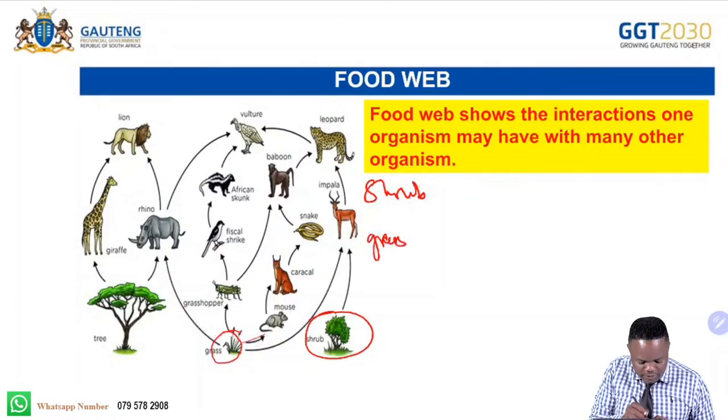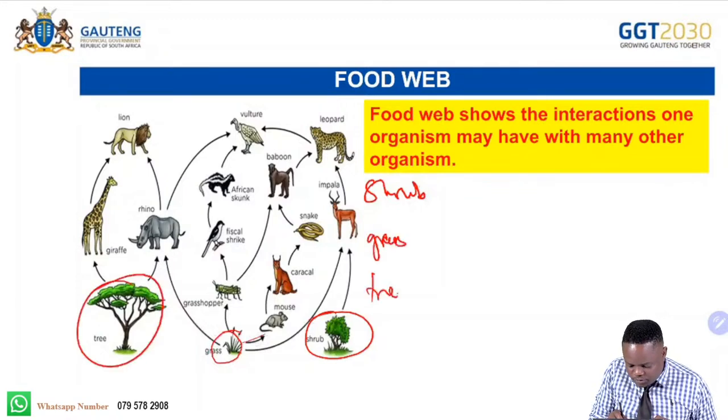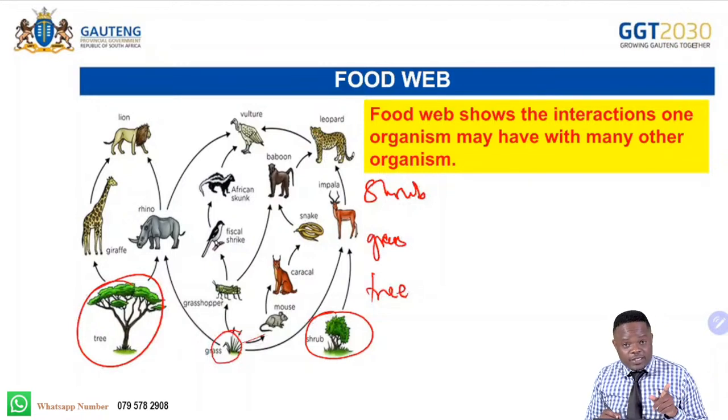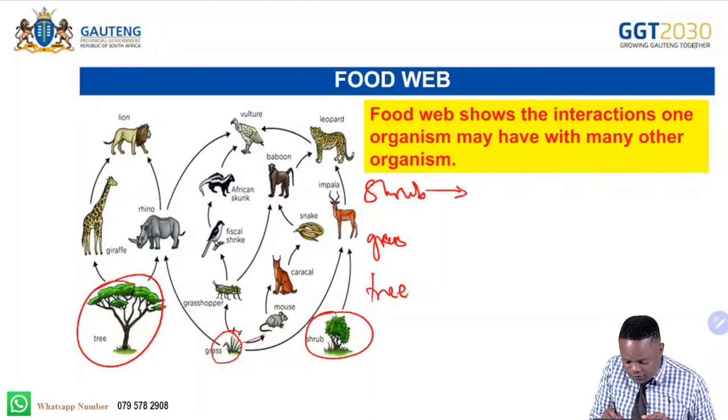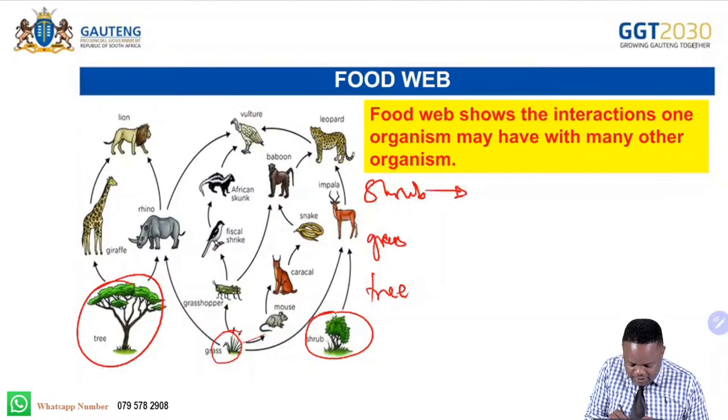Then you've got a tree. It is also a producer, right? We've identified our producers. This is where our food chains can start. So the best food chain, I can follow the arrow there. From my shrub, where does my arrow go?